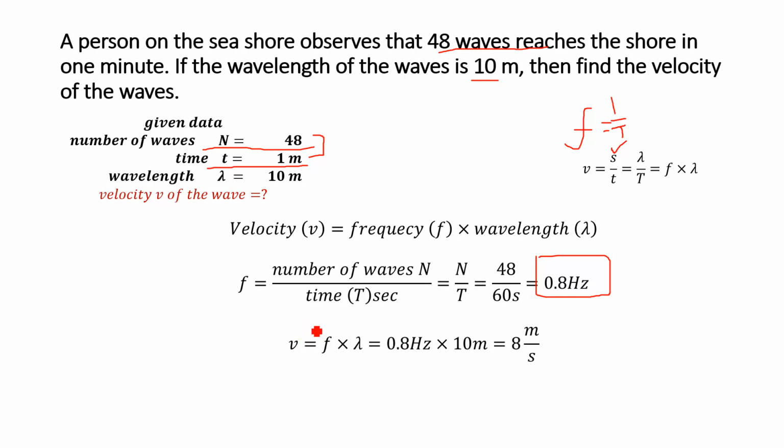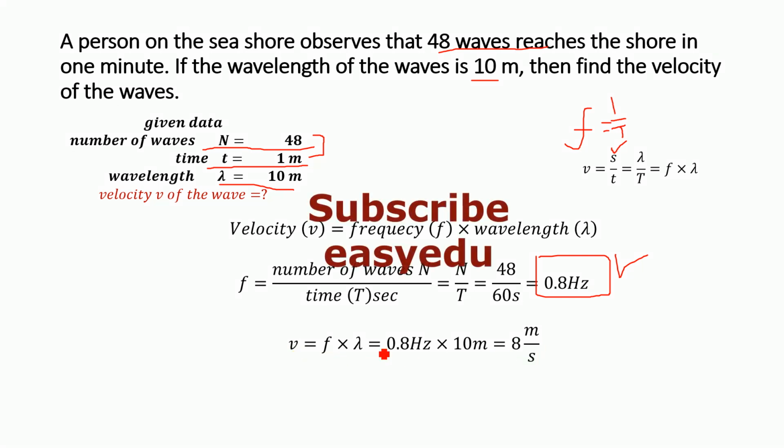And now velocity is equal to frequency times wavelength. We have derived the value of frequency as 0.8 hertz, and the wavelength is 10 meters, which is given in the numerical. So multiplying 0.8 with 10, we will get 8. So the velocity of the wave is equal to 8 meters per second.